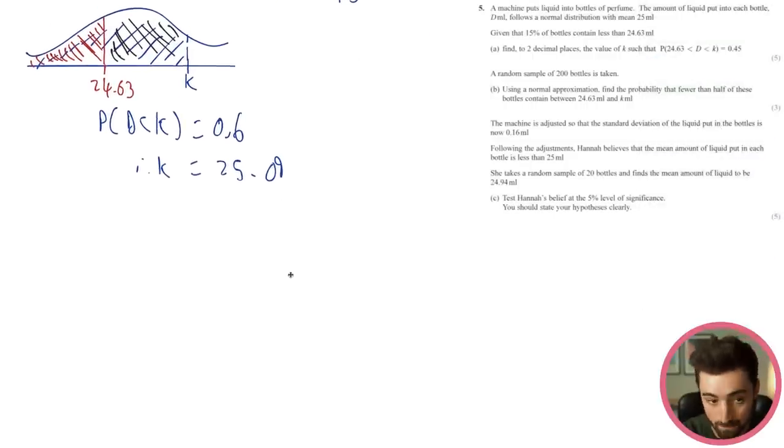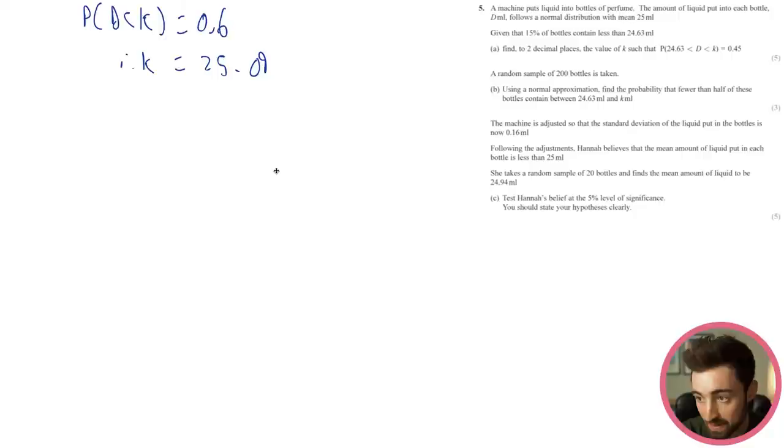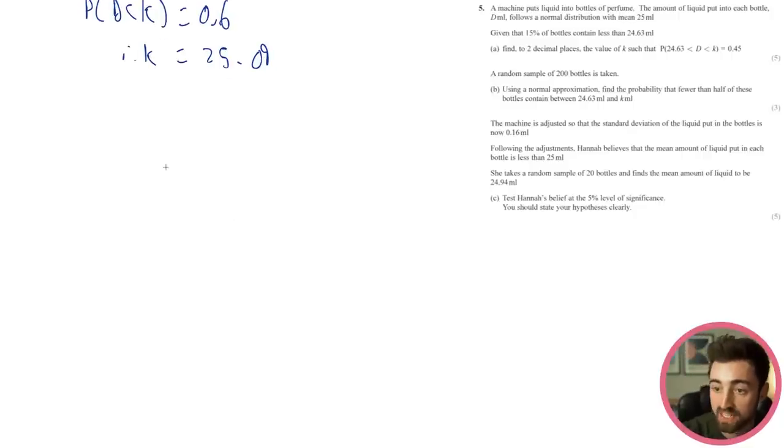A random sample of 200 bottles is taken. Using a normal approximation, find the probability that fewer than half of these bottles contain between 24.63 and K. Okay, so before we get into the approximation, let's think of what distribution this actually follows. We've got 200 bottles, and then all we're actually testing for is this kind of binary option, isn't it? It either contains between 24.63 and K, or it doesn't. So this is going to be a binomial, isn't it?